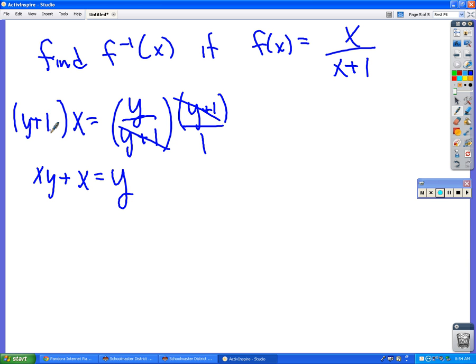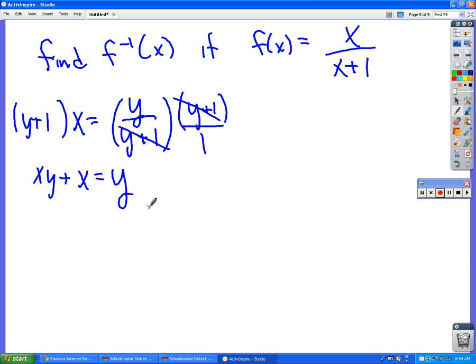Now since we're trying to solve for y, you're going to get all the y's on the same side of the equal sign, and everything that does not have a y on the other side of the equal sign. I'll do this one step at a time, y times x, xy. Do you want to get the x over to the right first or the y over to the left?